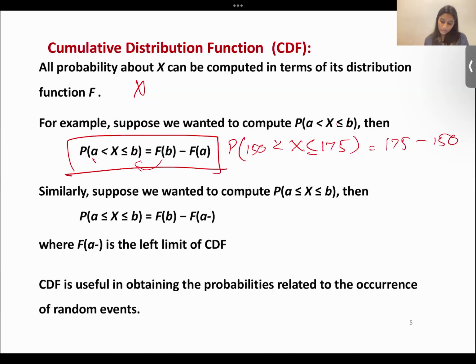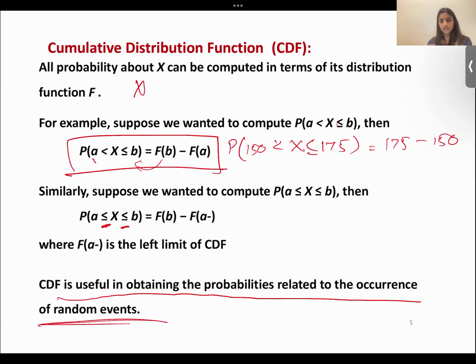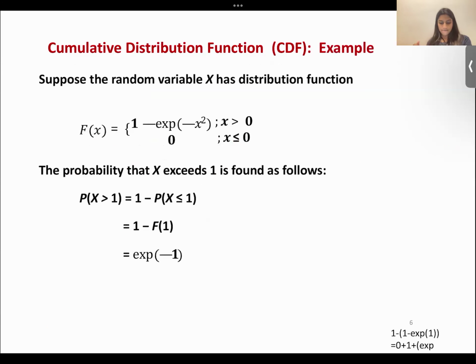Similarly, if you want to compute the probability for x greater than a and less than or equal to b, you do F of b minus F of a. You will look at these calculations further. The CDF is useful in obtaining the probabilities related to the occurrence of random events, so it's helpful when you want to calculate probability. This is just one example here.